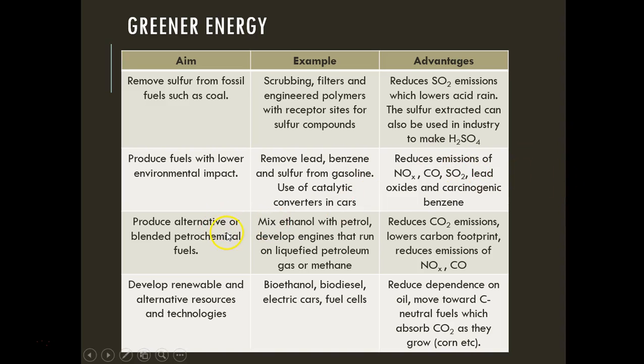Next aim is to produce alternative or blended petrochemical fuels. We see this at the gas pump where you see "contains 10% ethanol." They'll actually mix ethanol with gasoline, and that reduces overall carbon dioxide emissions from the gasoline because the ethanol is produced from the fermentation of plants. And during their life cycle, the plants actually sequester carbon from the atmosphere. So the energy that's released from burning those plant-based fuels is carbon neutral because all the energy that is released came out of the atmosphere originally.